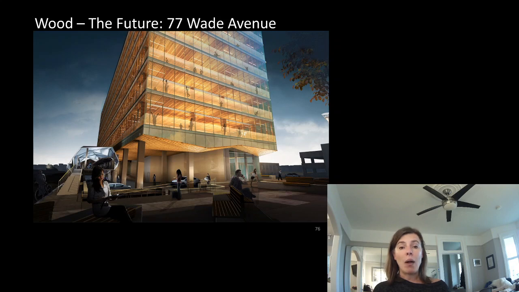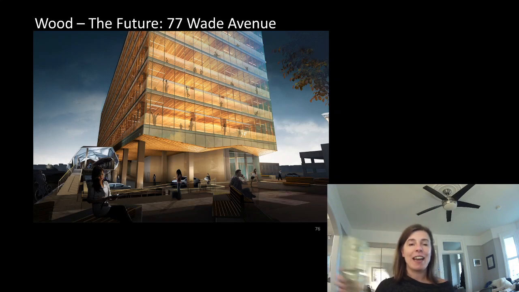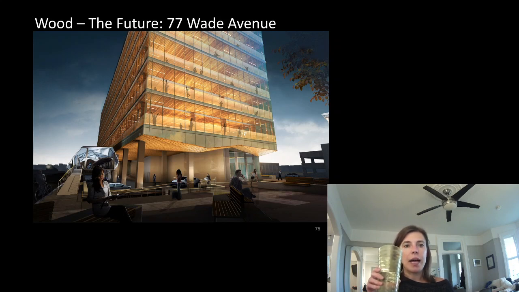I know that Blackwell has several projects on the go that if they were built right now, they would be the tallest wood buildings in the world. But I think almost every firm in Canada and Europe might have one of those projects on the books. So a ridiculous number of mass timber projects. This is the movement, this is the future.